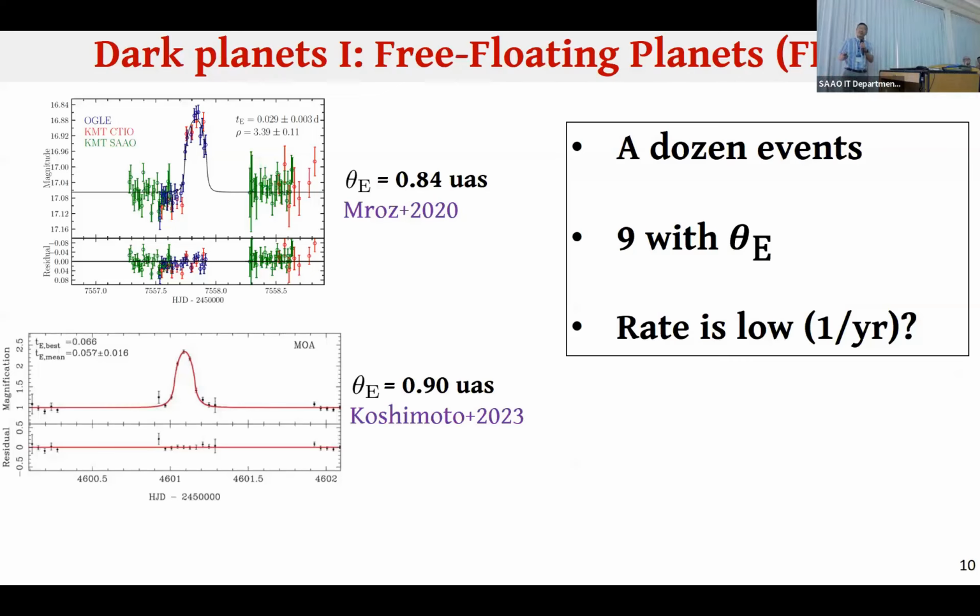Here are some examples of free-floating planet candidates. We currently have about a dozen known. These have measured angular Einstein radii, and this shows two very excellent examples. Unfortunately, the rate for such discoveries of free-floating planet candidates is low, perhaps of the order of 1 per year. So in order to increase the rate, we need to go to space, as we will see shortly.